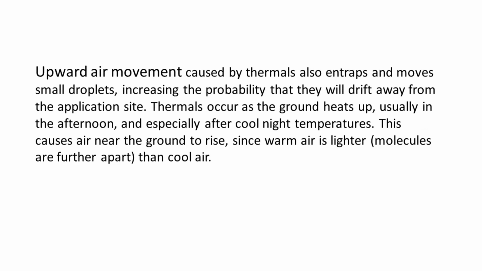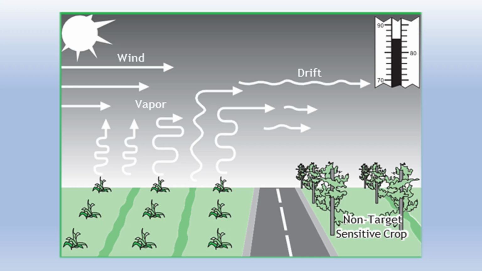Upward air movement caused by thermals also entraps and moves small droplets, increasing the probability that they will drift away from the application site. Thermals occur as the ground heats up, usually in the afternoon, and especially after cool night temperatures. This causes air near the ground to rise. Since warm air is lighter, molecules are farther apart than in cool air. This is what you're seeing in the image above.